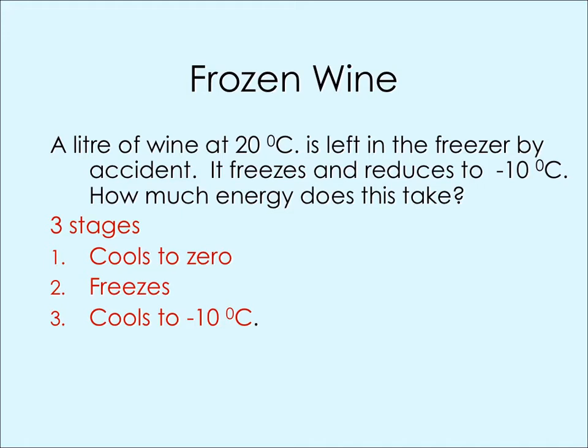Well, the bottle of wine starts off at 20 degrees. You put it in the freezer. First of all, it has to cool to 0. Then it has to freeze, and then it cools to the temperature of the freezer of -10. Now, all of that is 3 different actions using 3 different calculations, because the specific constants for these things are all different. Let me try and explain.